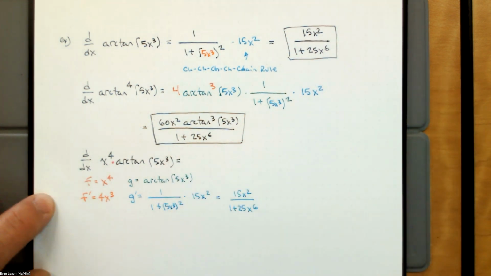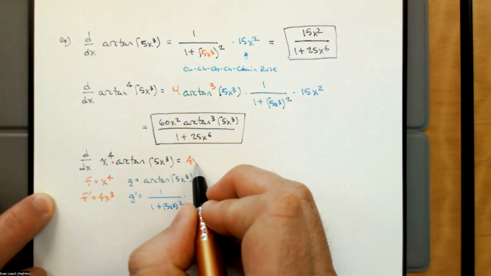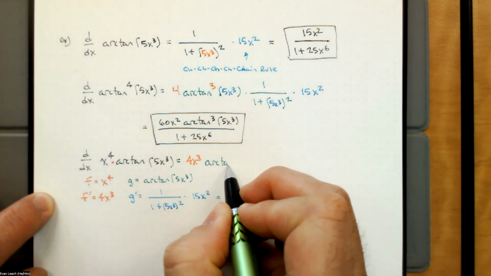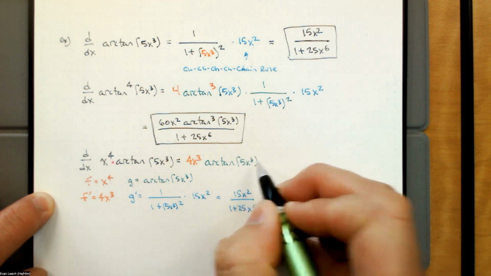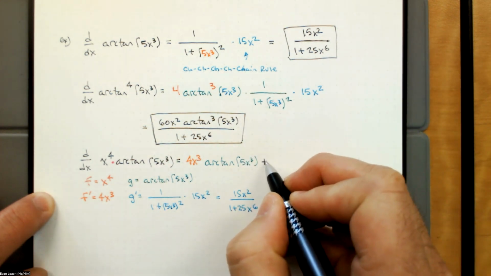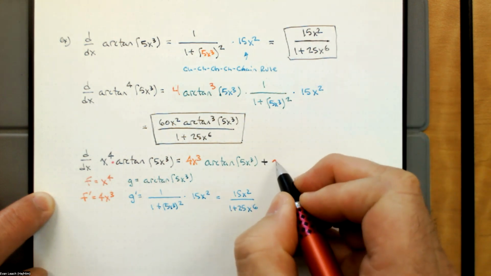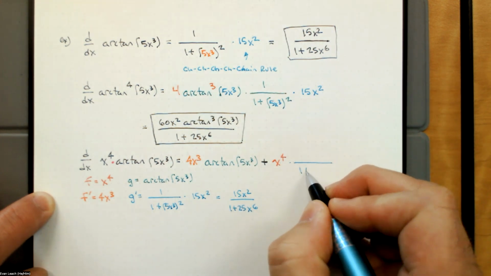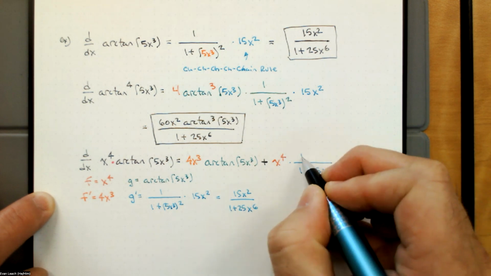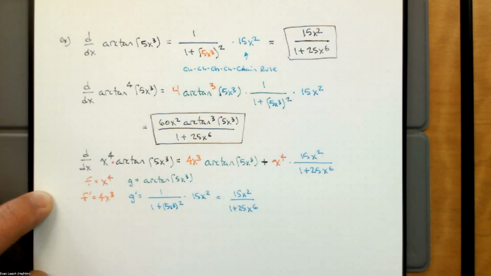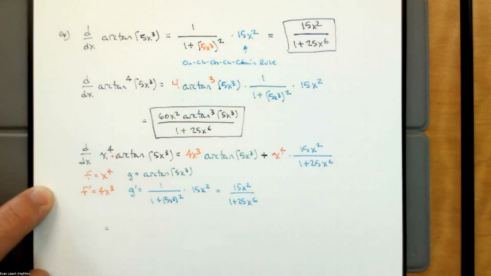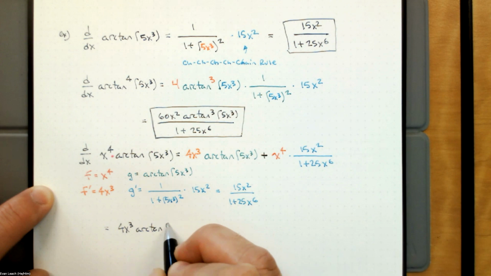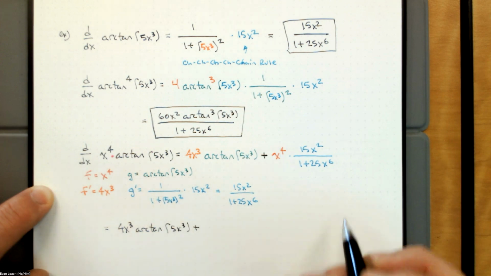Product rule says take the derivative of the first times the second plus the first times the derivative of the second. I'll just put the 4th up here.